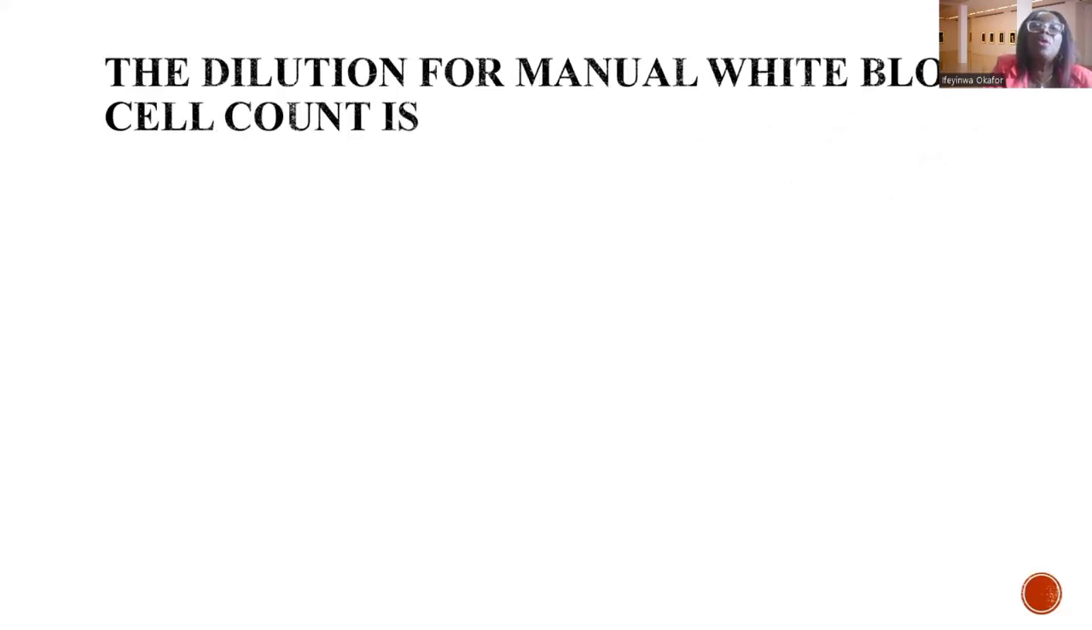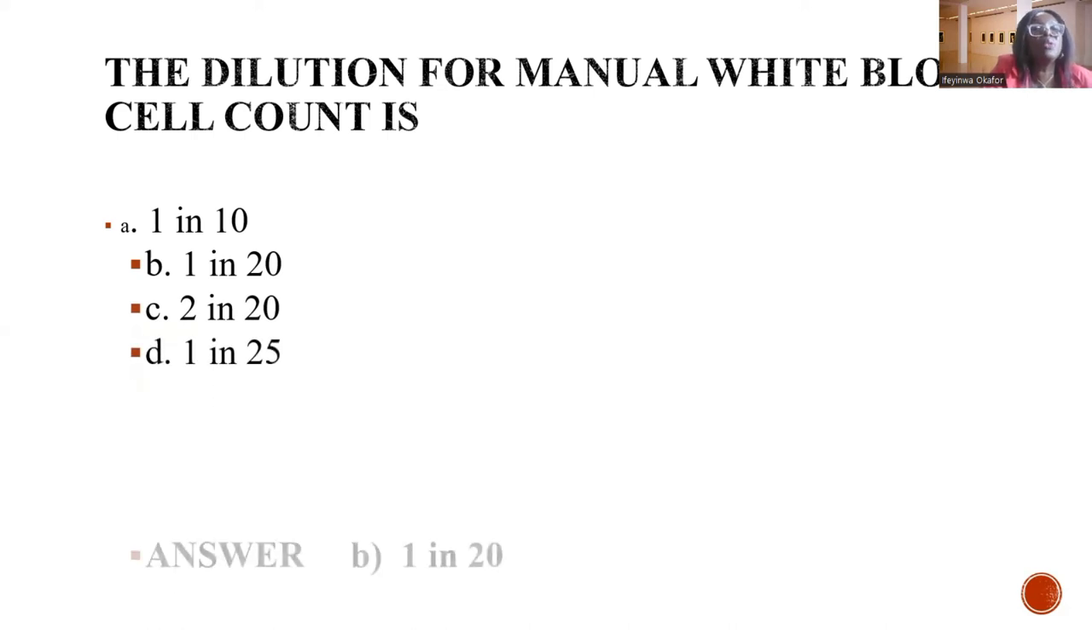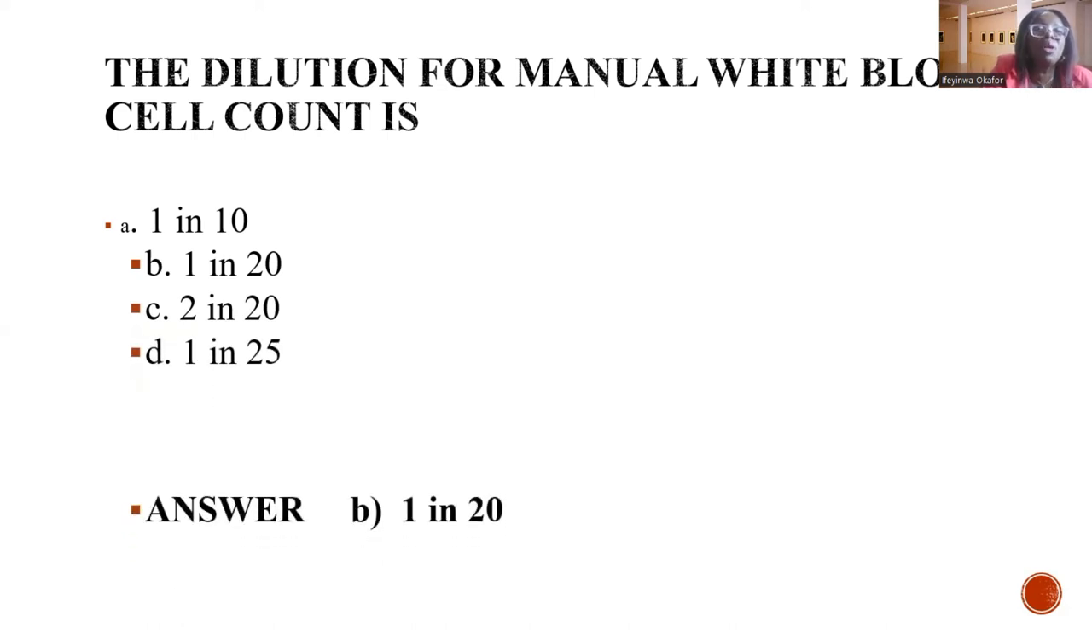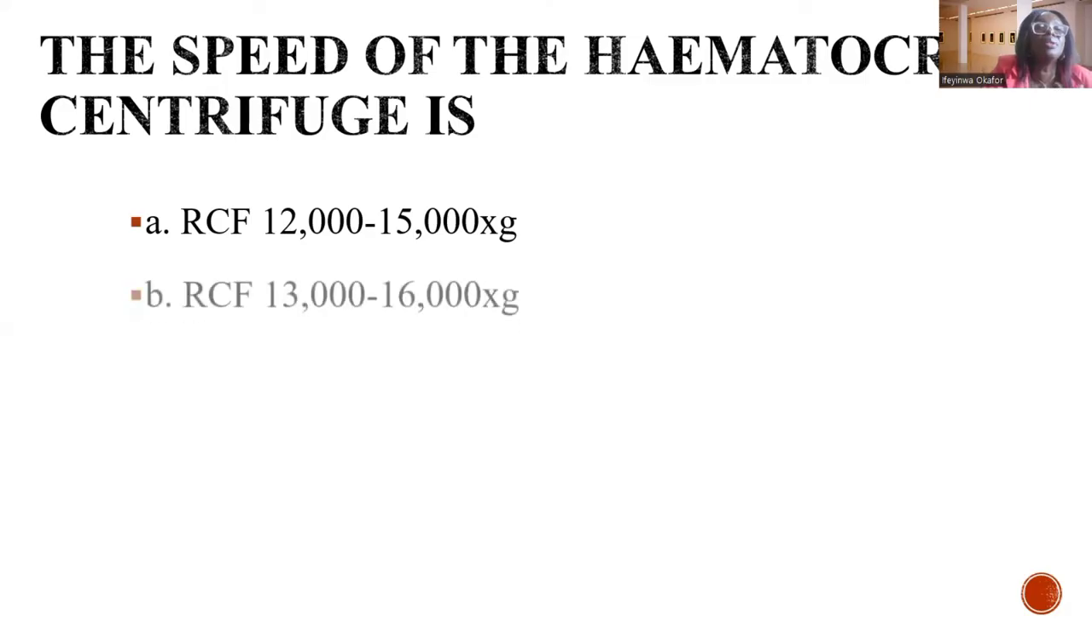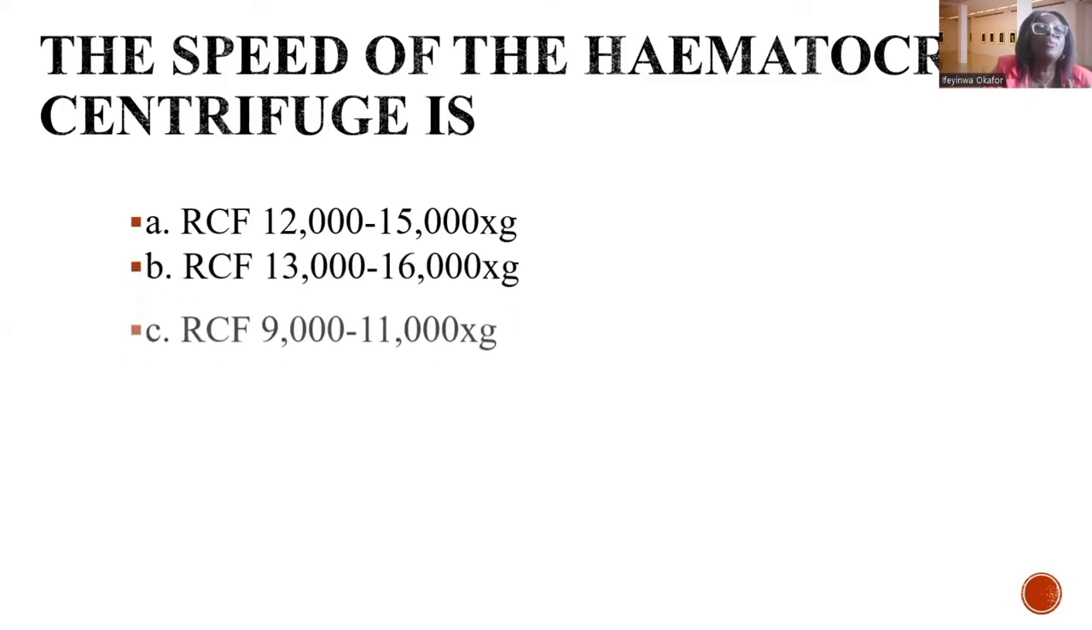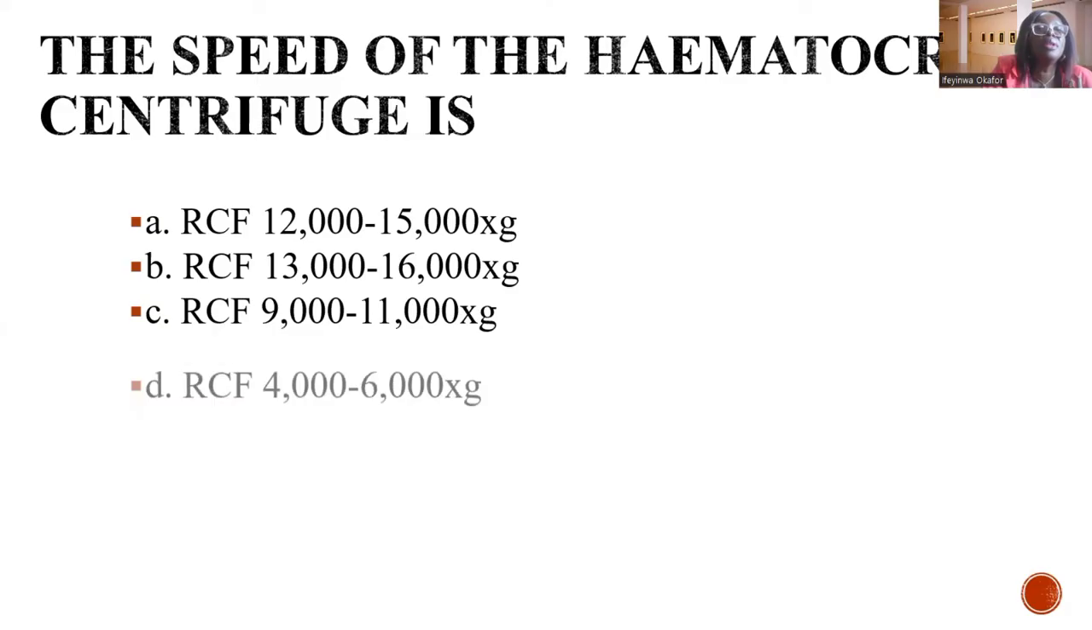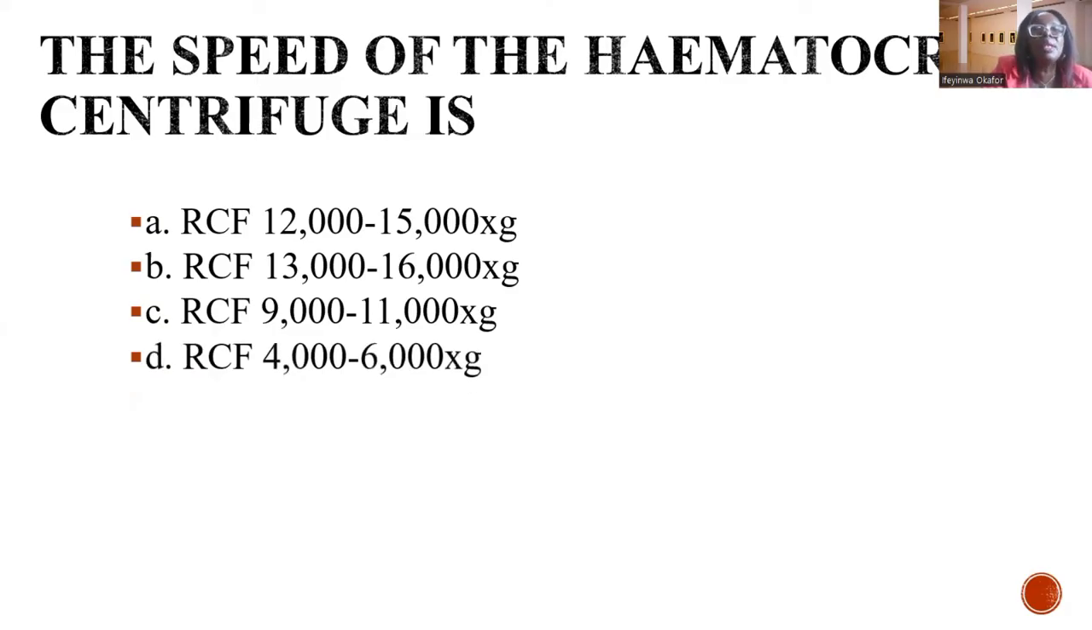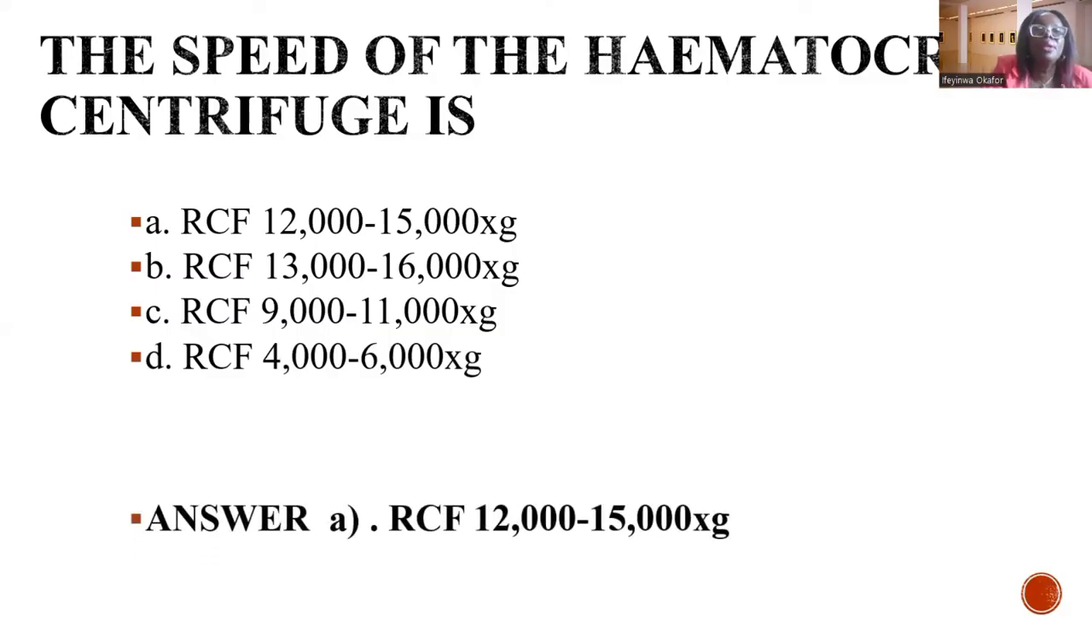The dilution for manual white blood cell count is 1 in 10, 1 in 20, 2 in 20, 1 in 25. Answer is B, 1 in 20 dilution. The speed of the hematocrit centrifuge is RCF 12,000 to 15,000, 13,000 to 16,000, 9,000 to 11,000, and 4,000 to 6,000. Answer is A, 12,000 to 15,000.